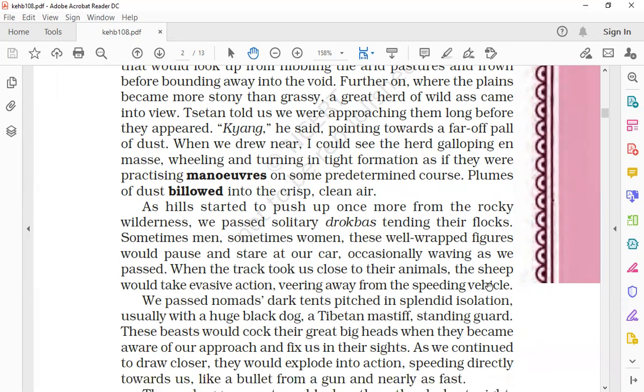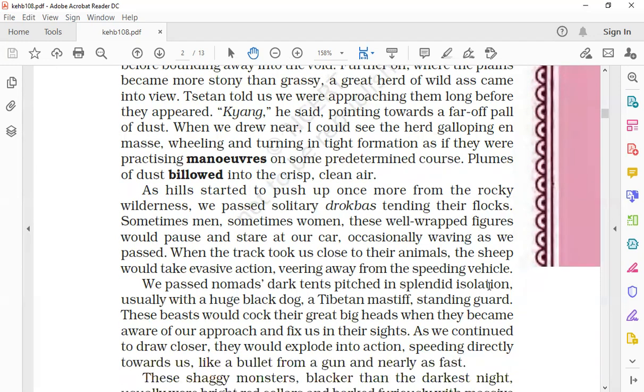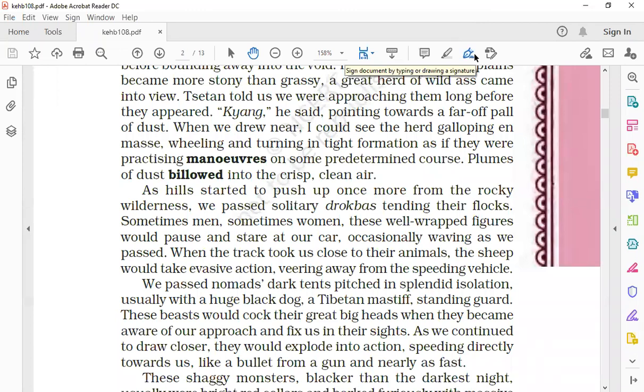So these beasts would cock their great big heads when they became aware of our approach and fix us in their sights. As we continued to draw closer, they would explode into action, speeding directly towards us like a bullet from a gun and nearly as fast. So the author says how these shaggy monsters, these dogs, fixed their gaze on the approaching car, and they also ran behind it just like a bullet being fired from a gun.